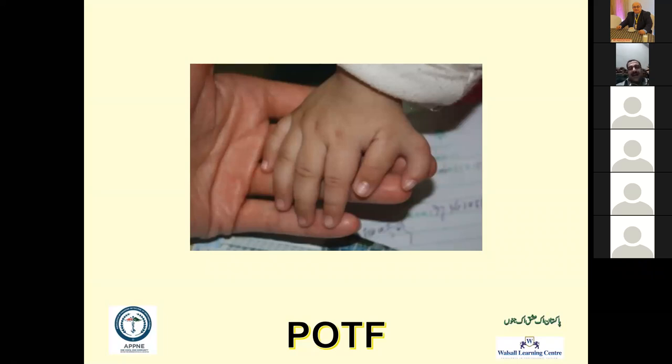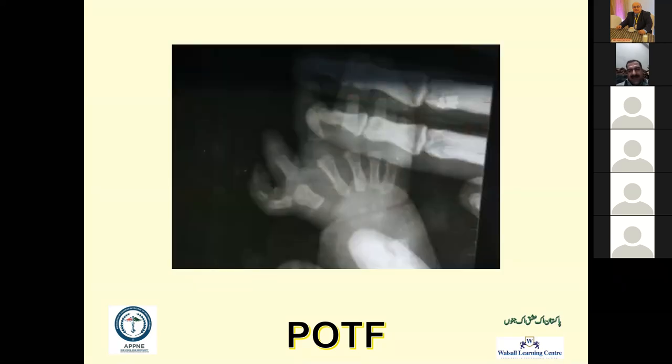We have to do the skeletal survey to exclude other anomalies. Okay, that's good. So the first thing you will do is an X-ray of the hand. Yes, sir. You will physically look at the patient, but you will do an X-ray of the hand.